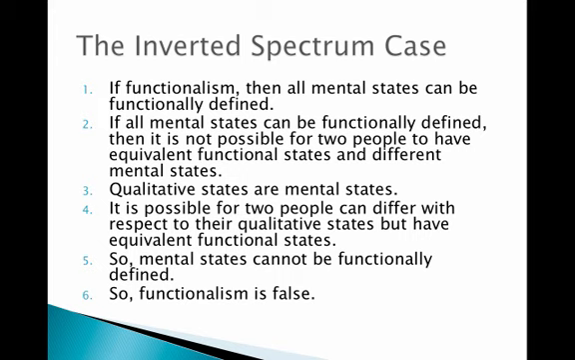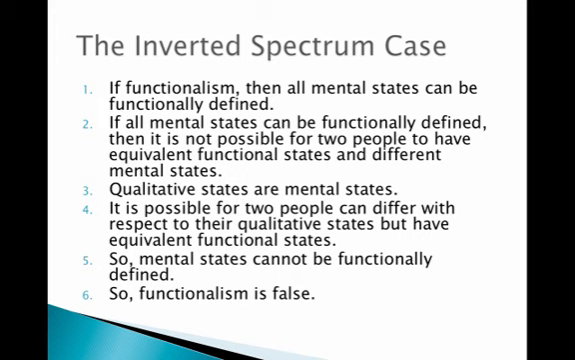Because according to functionalism, they'd be the same mental states, but you and I both know that they would not be the same mental states. So here's our second argument against functionalism from the inverted spectrum case. Premise 1, if functionalism, then all mental states can be functionally defined. Premise 2, if all mental states can be functionally defined, then it is not possible for two people to have equivalent functional states and different mental states.